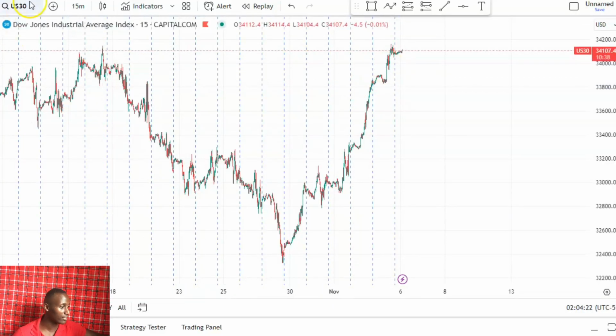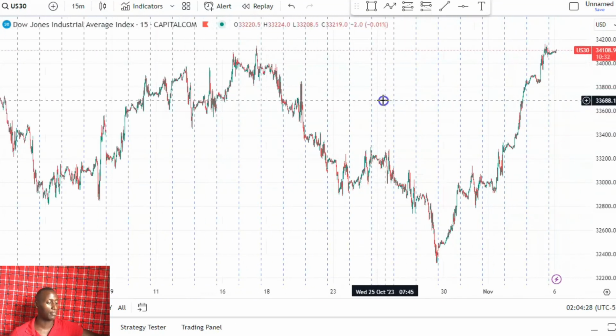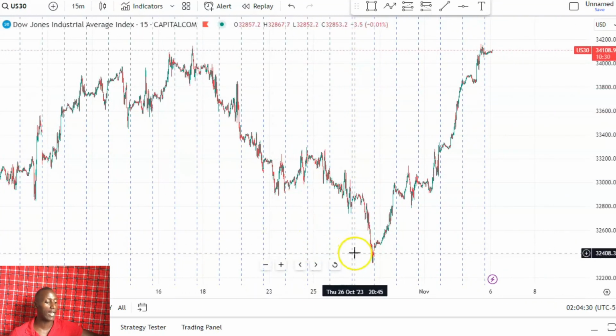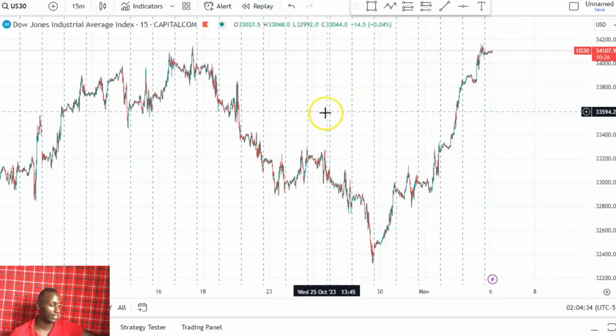Let's jump into the video. So starting with US 30, looking at the 15-minute time frame, you can see that over the past week we've had this very explosive move towards the high.